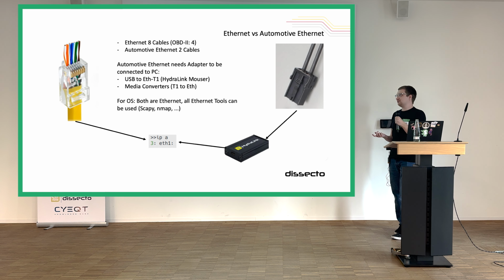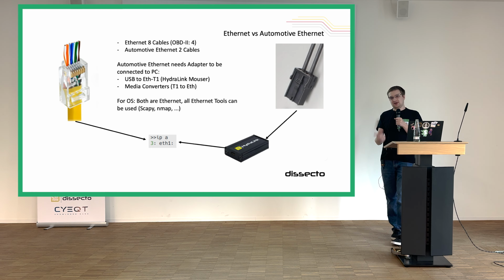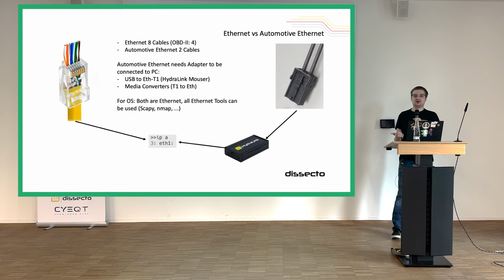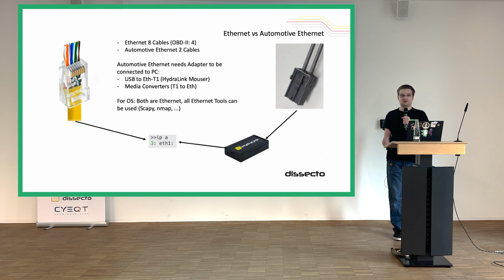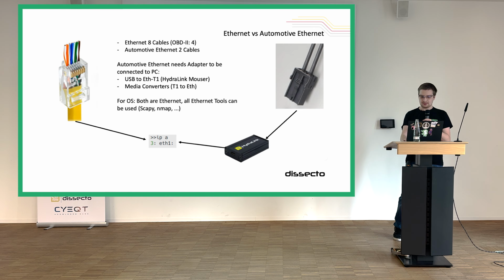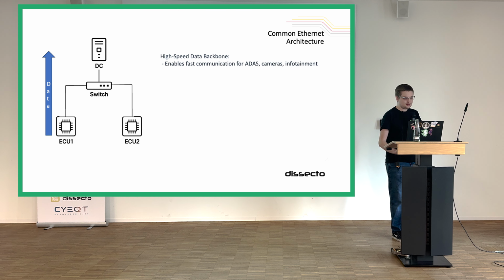The only thing we need to make sure is that our adapter or media converter uses the right speed and is also configured correctly. Automotive Ethernet uses master-slave, so we need to have the opposite of what the ECU does. Once we are connected, we can start testing.